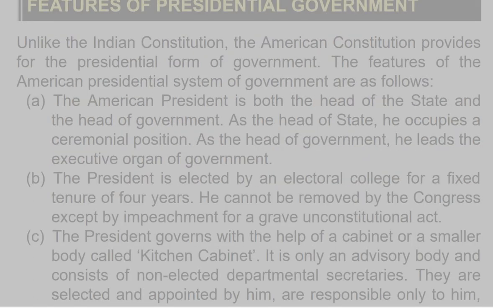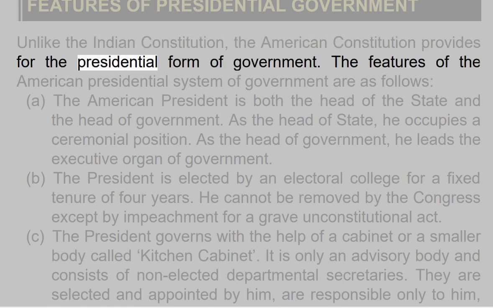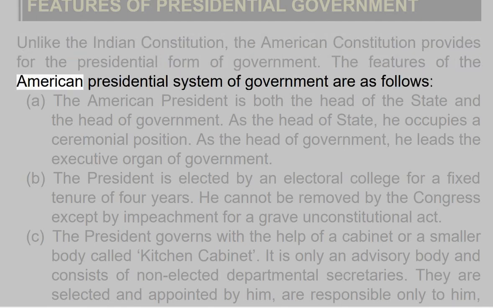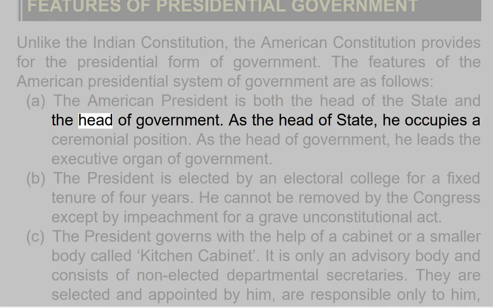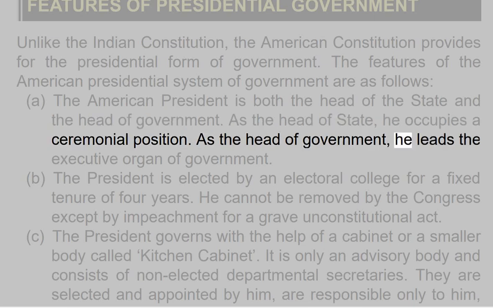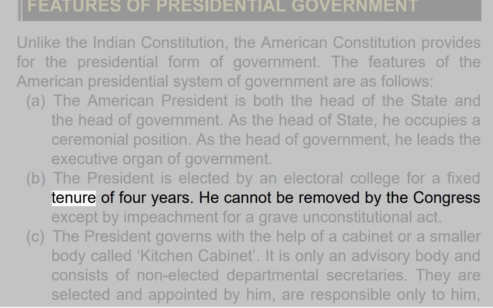Features of presidential government. Unlike the Indian Constitution, the American Constitution provides for the presidential form of government. The features of the American presidential system of government are as follows. A. The American president is both the head of the state and the head of government. As the head of state, he occupies a ceremonial position. As the head of government, he leads the executive organ of government. B. The president is elected by an electoral college for a fixed tenure of 4 years.